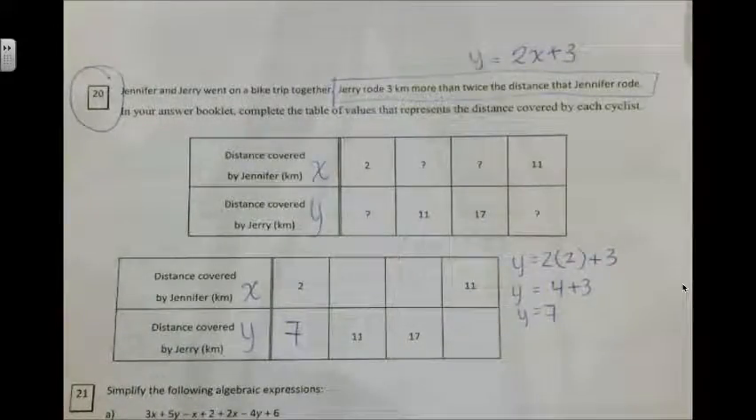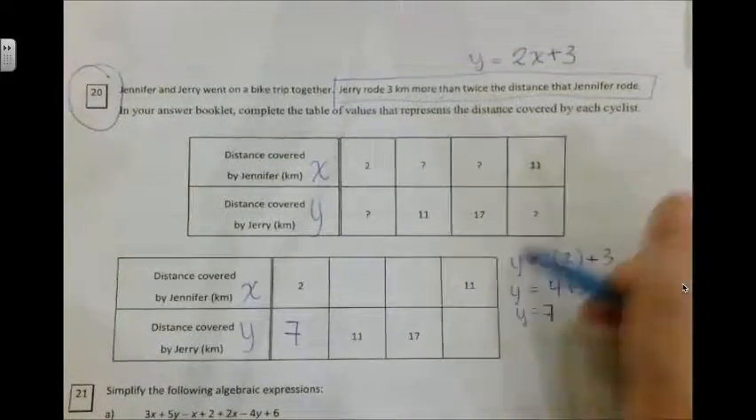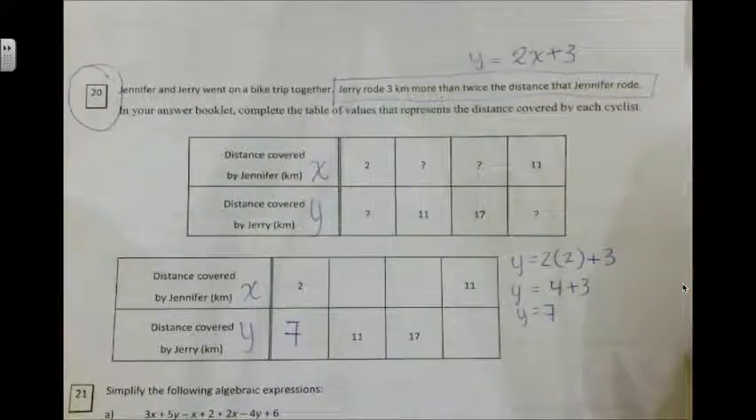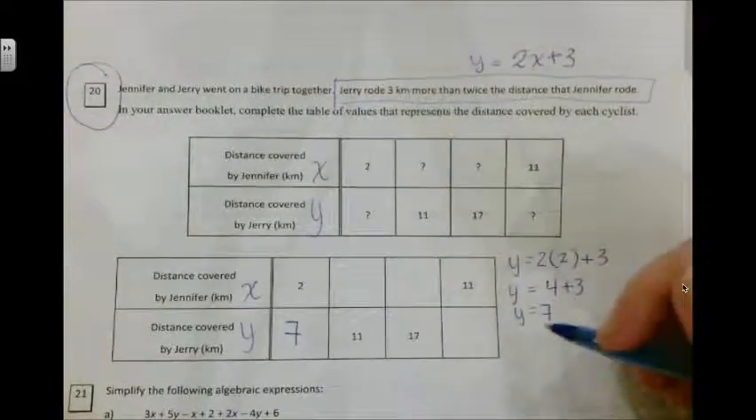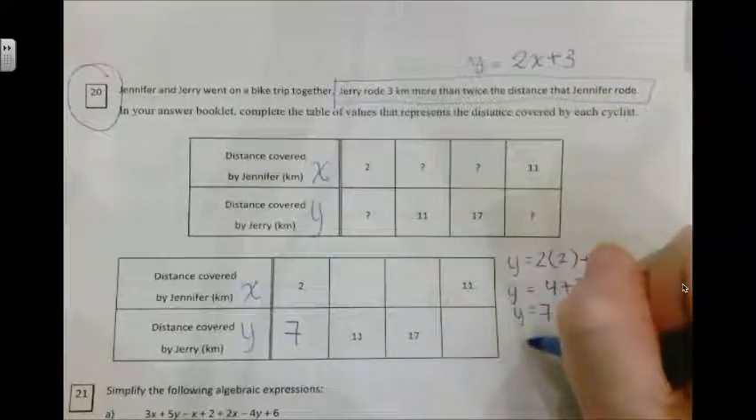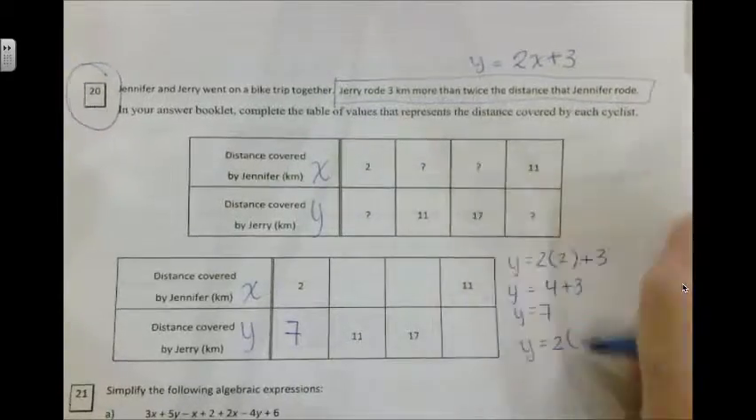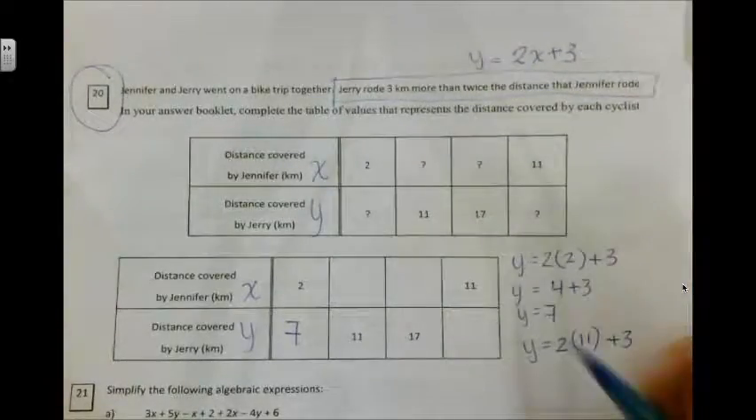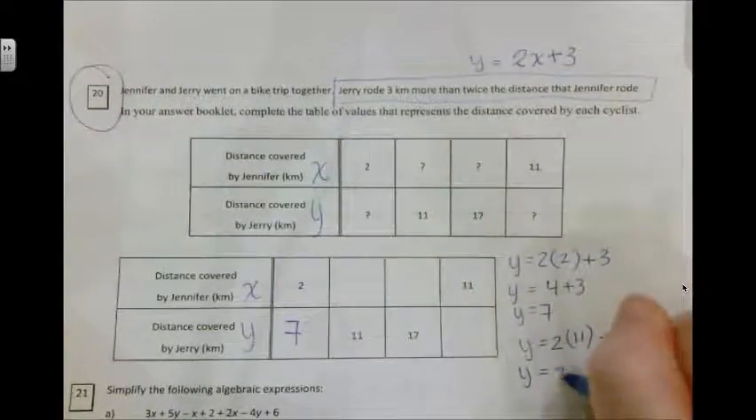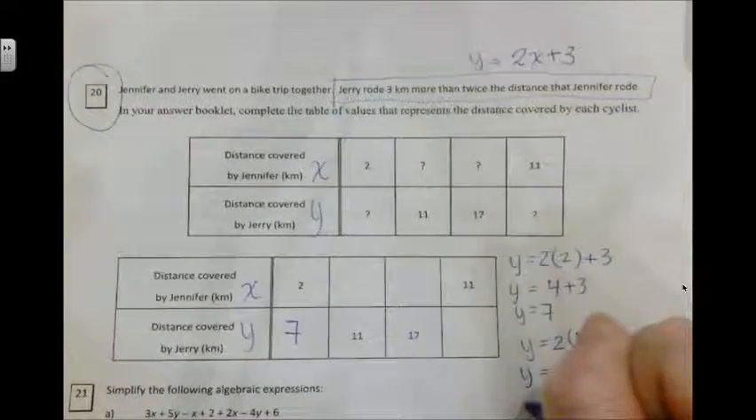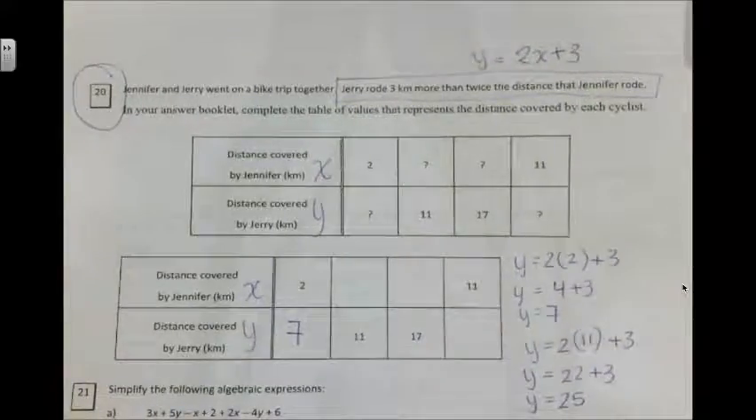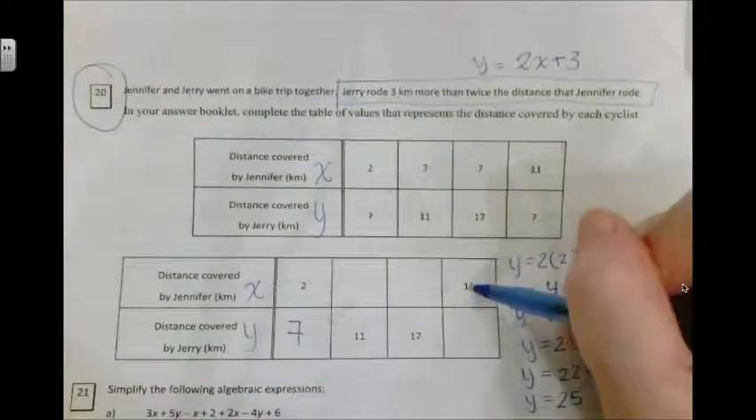All of these points will make a line because they are all part of this equation, Y equals 2X plus 3. I'm going to solve for this other X value right away. That one would be Y equals 2 times 11, so instead of the X, we put 11, plus 3. So Y equals 22 plus 3, which is 25. When X is 11, Y is going to be 25.